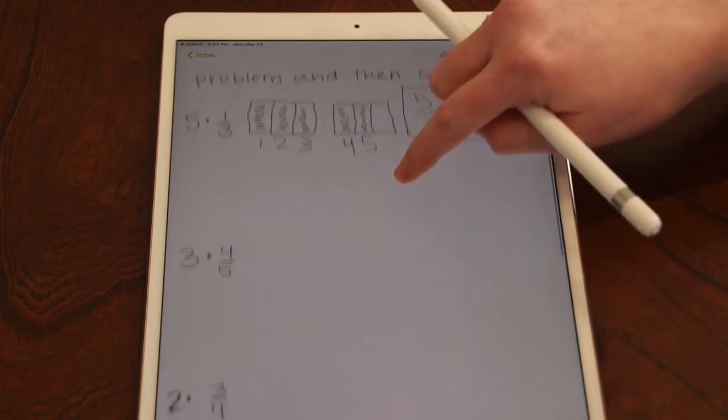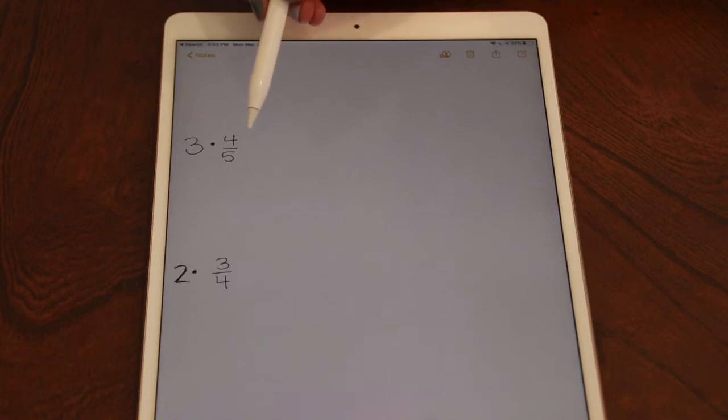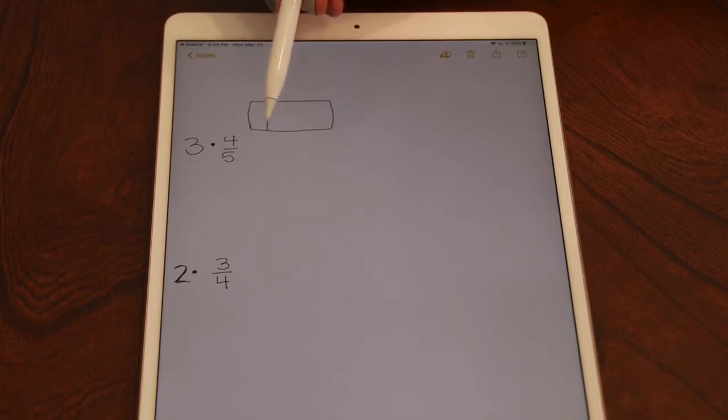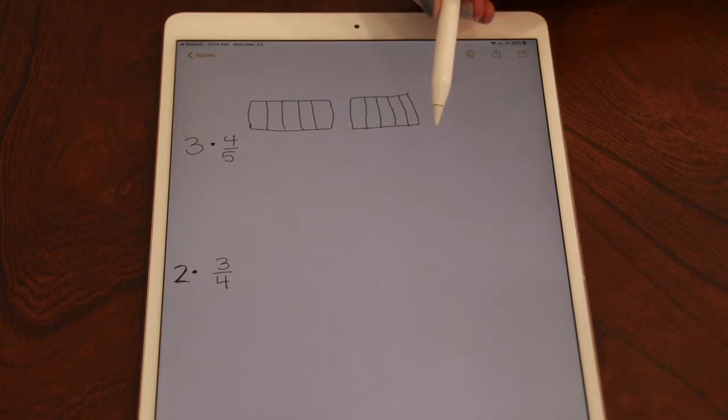Okay, we're going to go on to the next one. I have 3 times 4 fifths. So I need to draw my model. So I'm going to draw a bunch of fifths. So I have 1, 2, 3, 4. And let's do another one. 1, 2, 3, 4. Do another one.